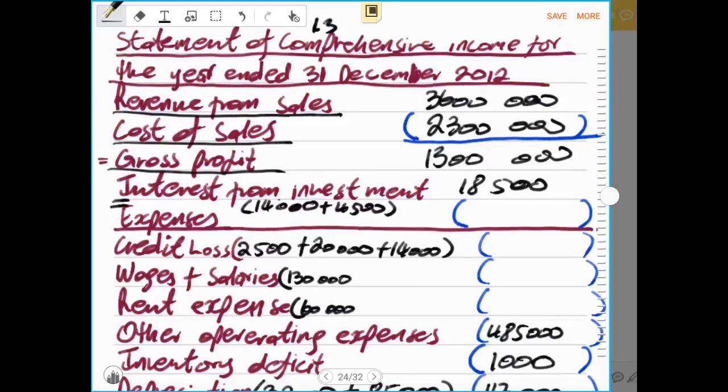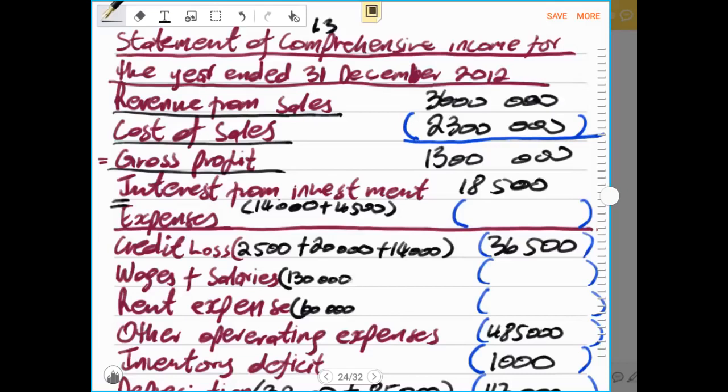Our expenses, I need the total of all my expenses. And if you add all your expenses, as you can see them, 2.5 plus 20,000 plus 14,000 rands, that will give us an amount of... credit losses will give us an amount of 22,500 plus 14,000 plus 14,000. That will give us 36,500.